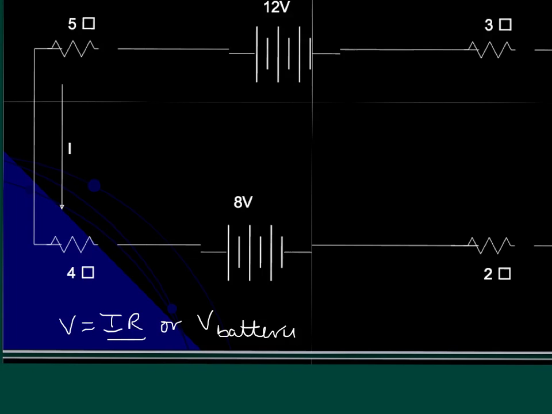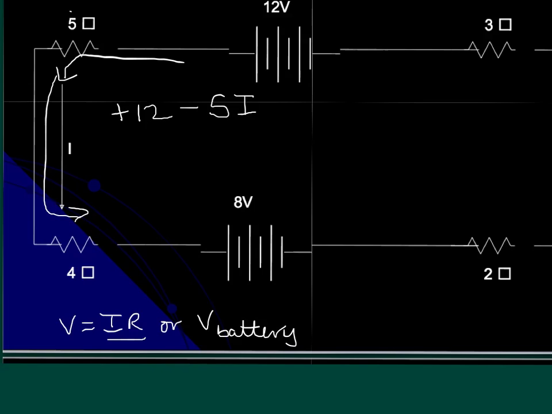Okay, so applying our loop rule, we get a positive 12 because we're going to add 12 volts due to the battery right here. And then we have a potential drop. We're going to lose some potential as we go through the 5 ohm resistor. So it's 5 ohms times the current. We don't know what that is. And then it's going to continue and go through the 4 ohm resistor, and it's going to be another potential drop, so minus 4I.